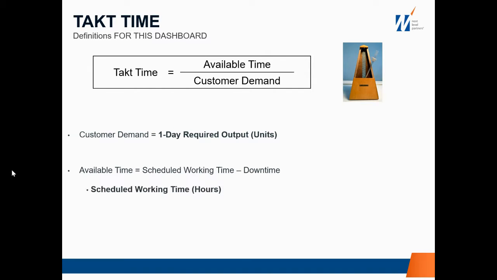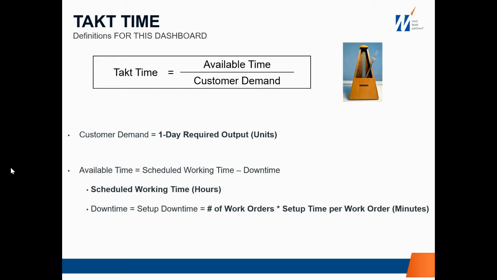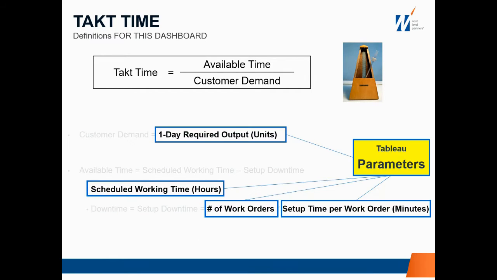Our available time, we're going to use our scheduled working time. Currently, we're running one shift or 7.5 hours of working time. And our primary downtime is attributed to setup, namely the setup of different materials for each different part number, each different work order. So we're going to calculate that as the number of work orders multiplied by the setup time per work order.